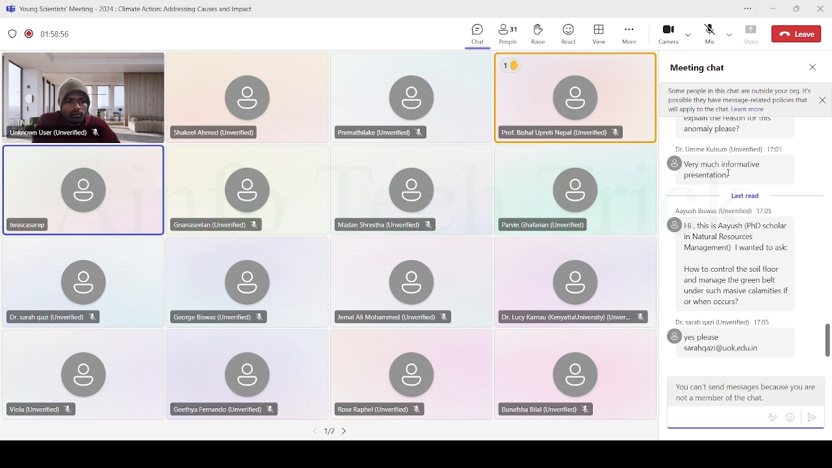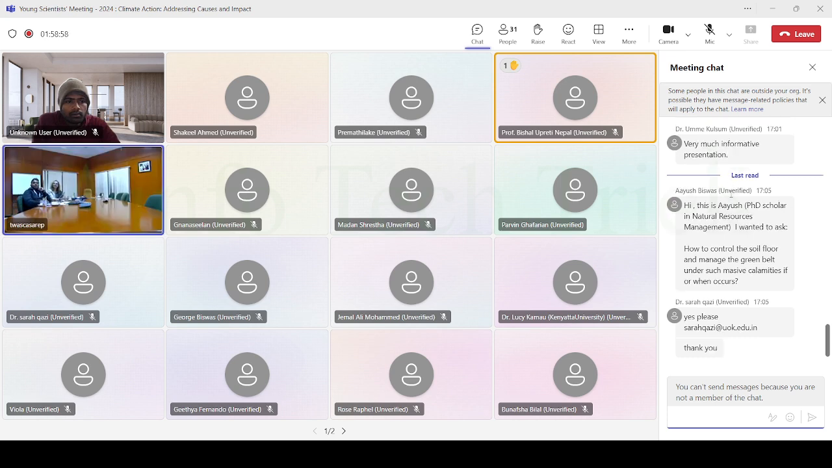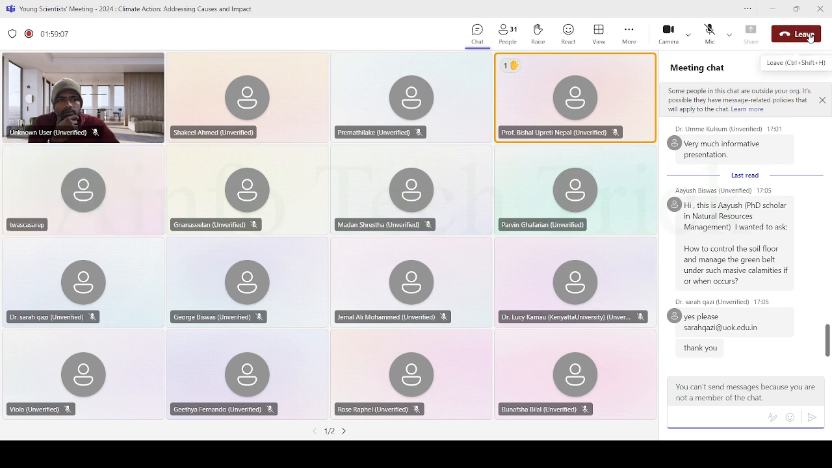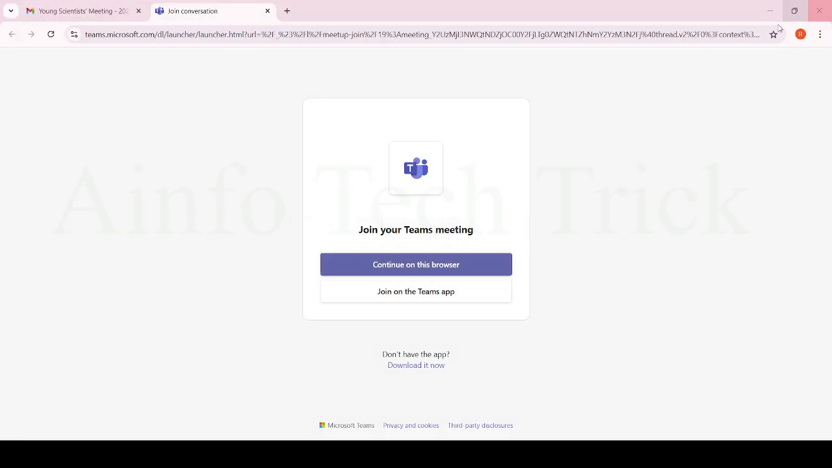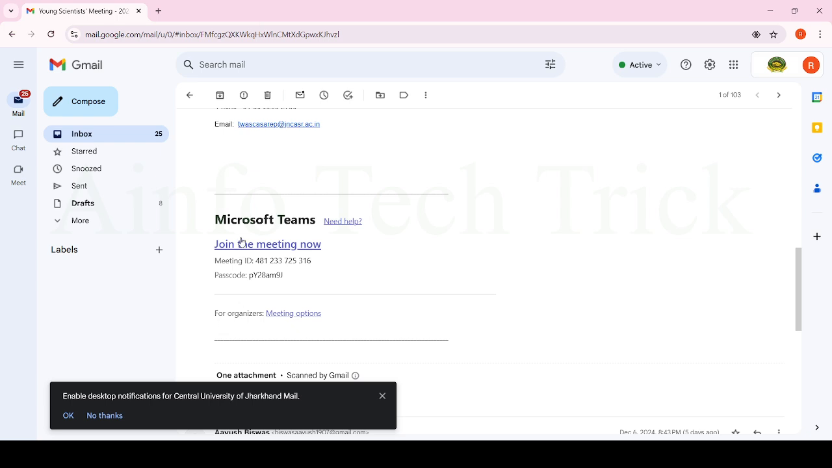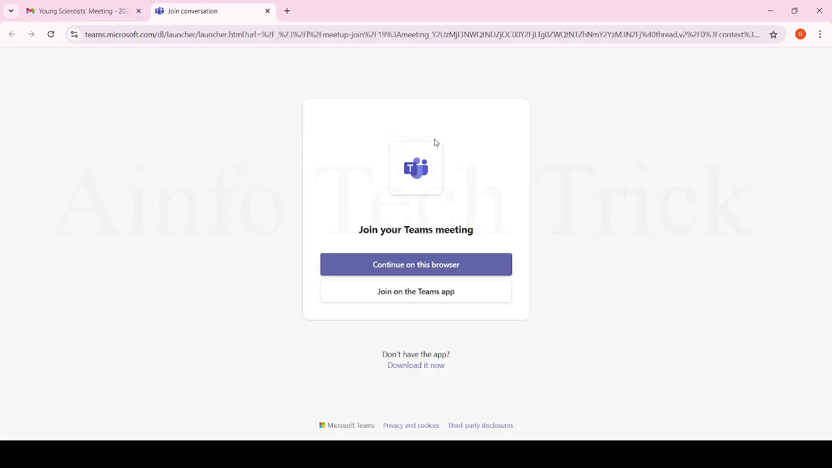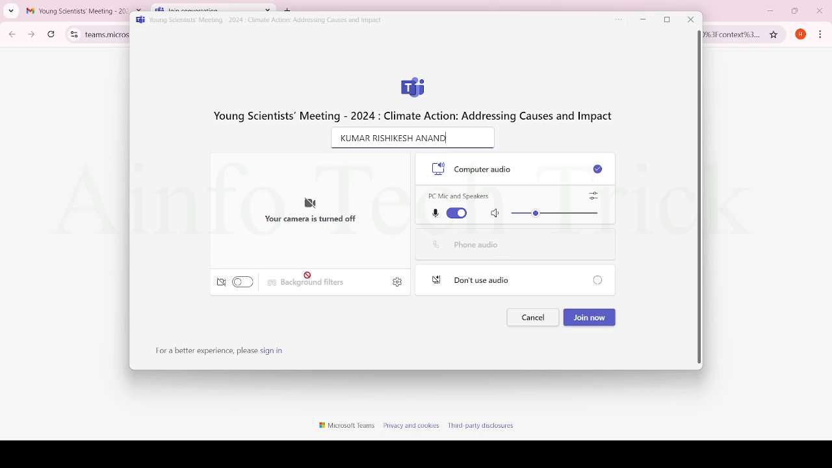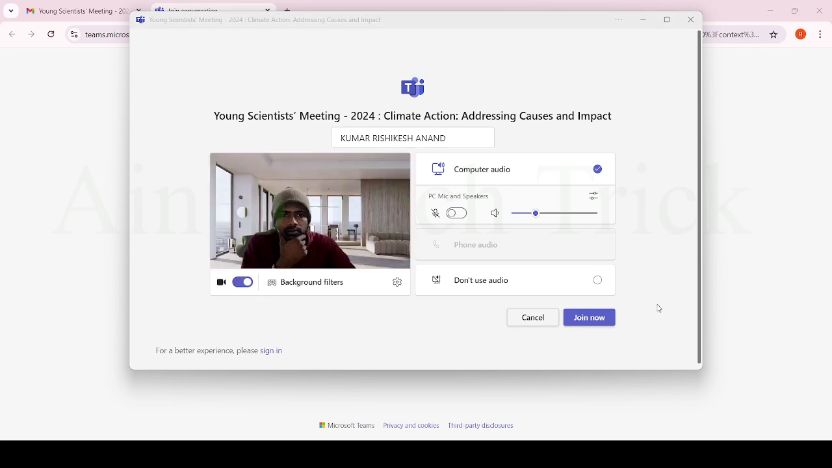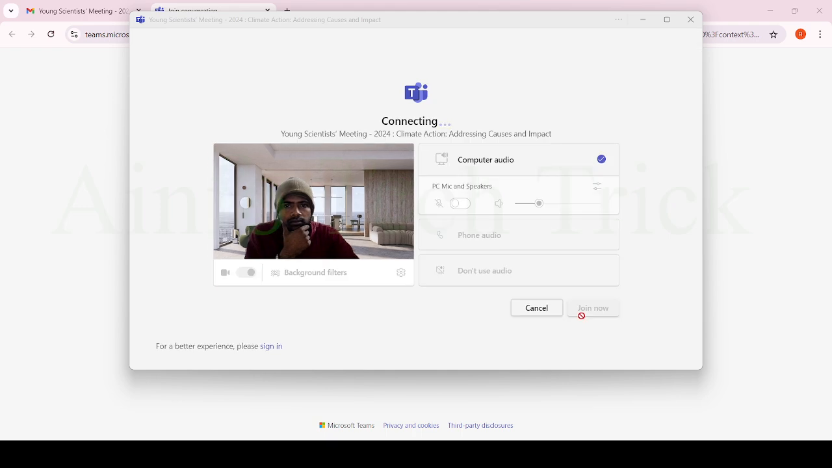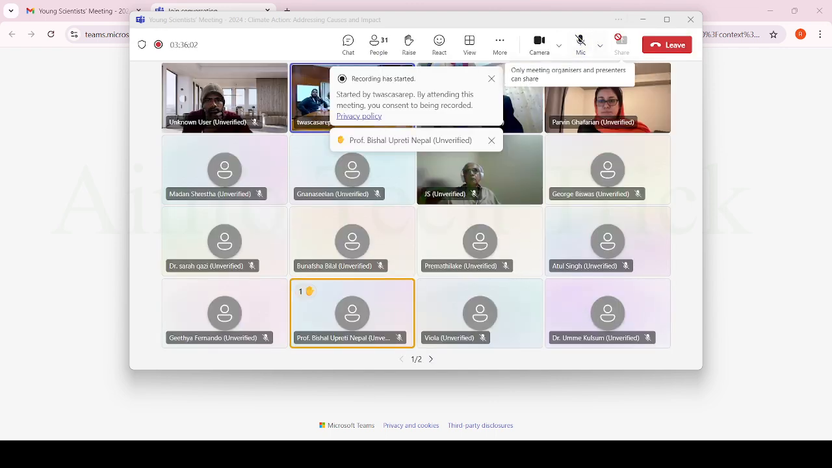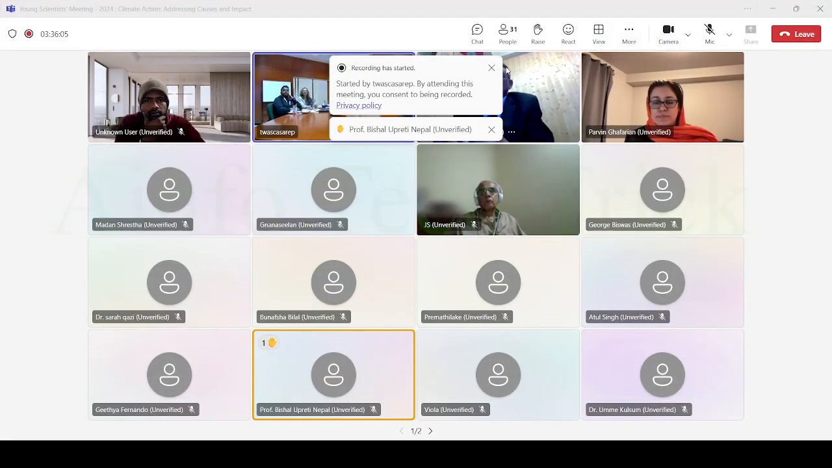And then there is another question by Dr. Sarah Kazi. She's asking that in the year 2005, we noticed more snow depth. She already replied that. Massive calamities, when do they occur?